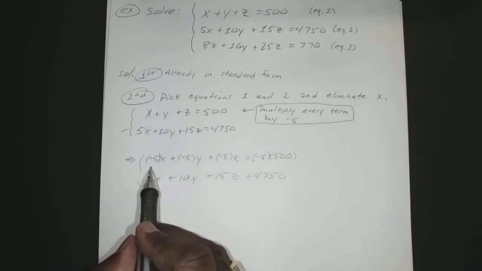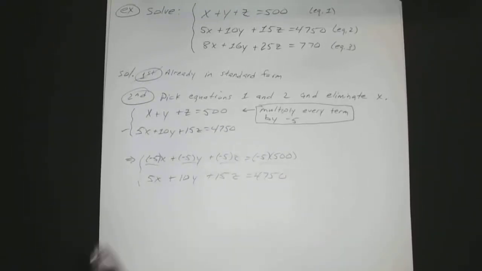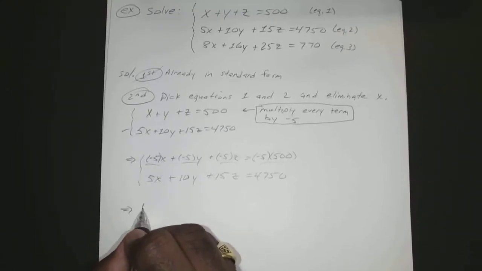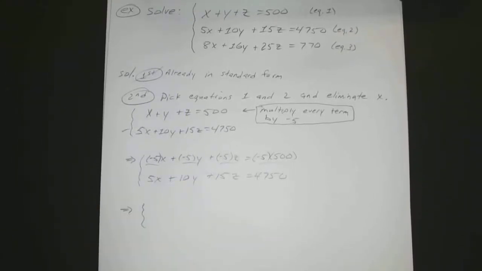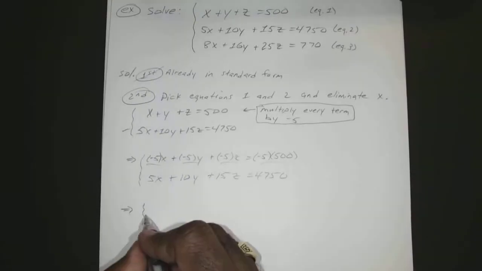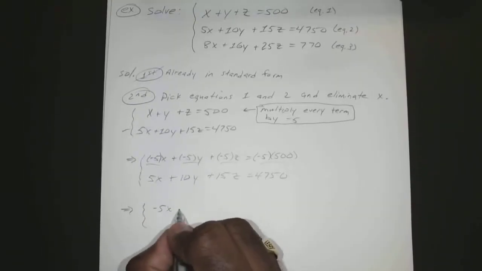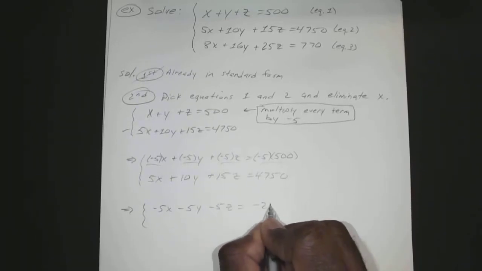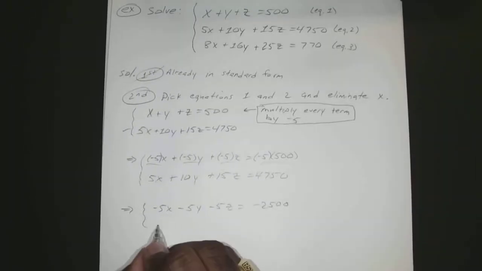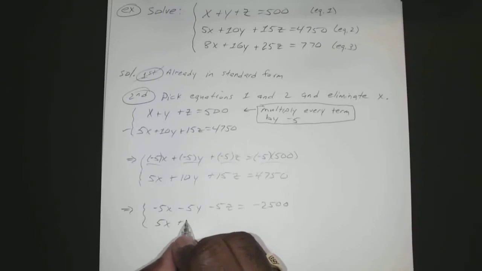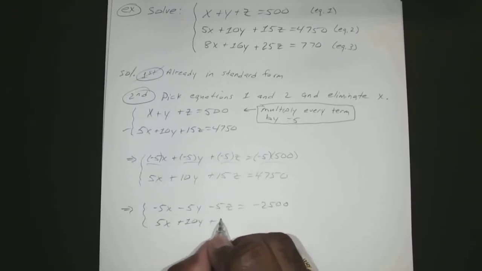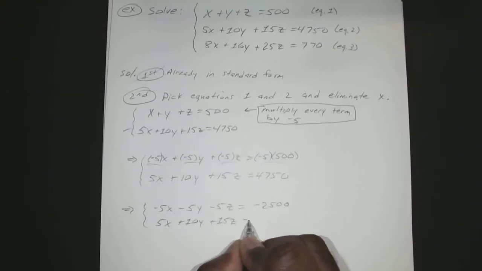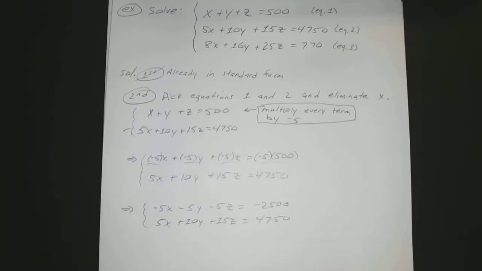So now we just go ahead and simplify those. Okay, so you have -5x minus 5y minus 5z equals -2,500. And our second is 5x plus 10y plus 15z equals 4,750.